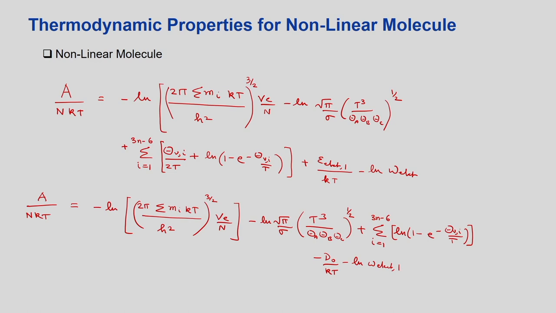So, for a linear molecule, what will be the changes? It will be exactly the same, not much change. The only change you will have in the case of a linear molecule is in this term, which will be equal to sigma by theta r for a linear molecule, and this one will go to 3n minus 5. Everything else remains the same. So, this way you can obtain the Helmholtz free energy for both linear and nonlinear molecules.